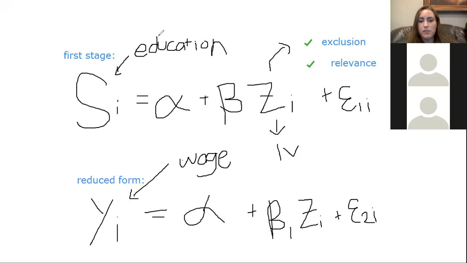Can Zi be related to another independent variable? No, it should only be related to the channel of interest, which is education, right? So it should only have an effect on our Xi to be valid. Good question.